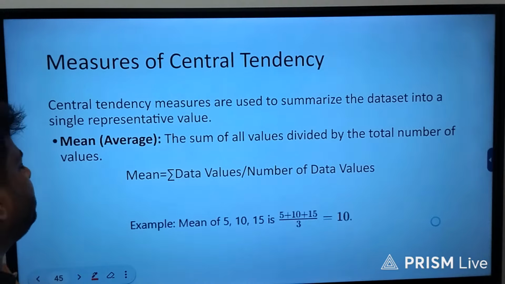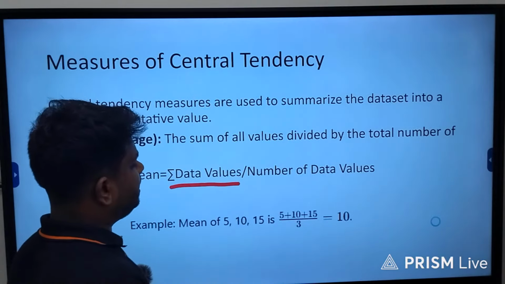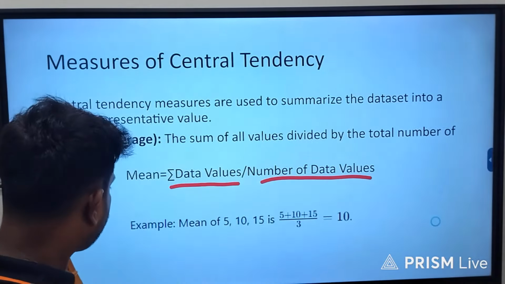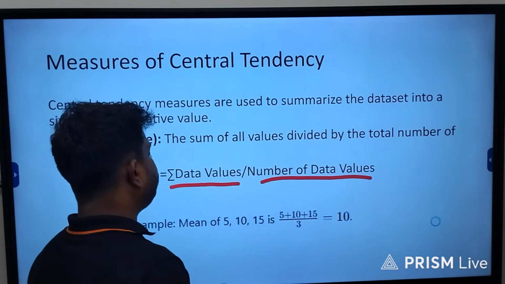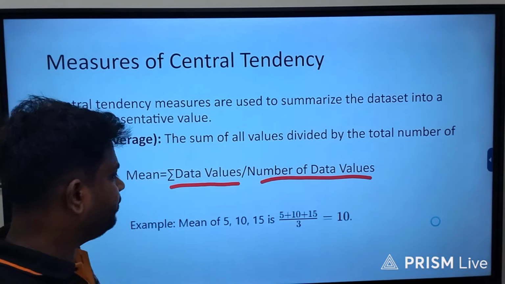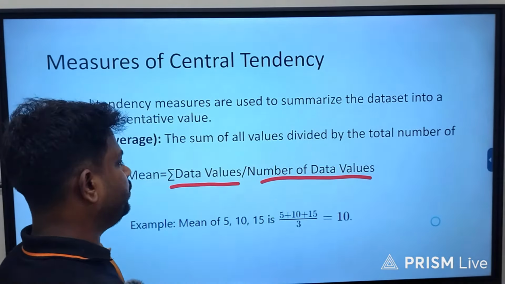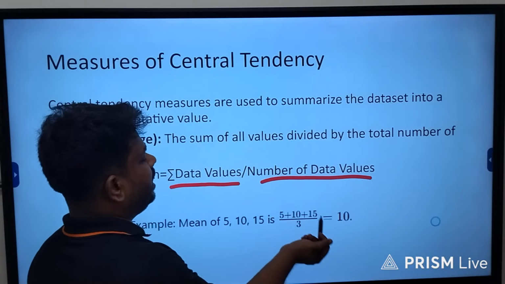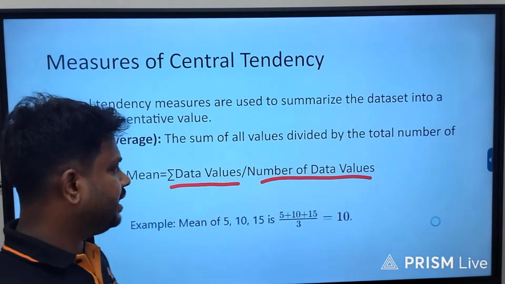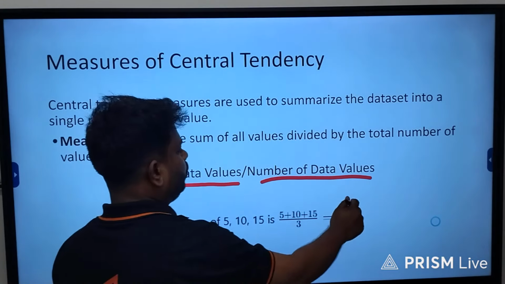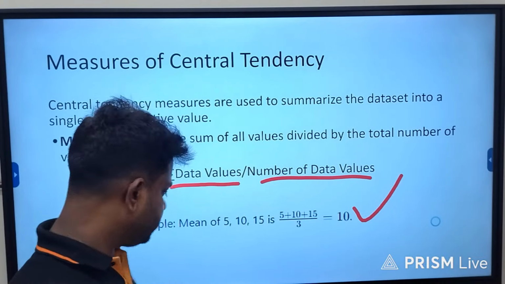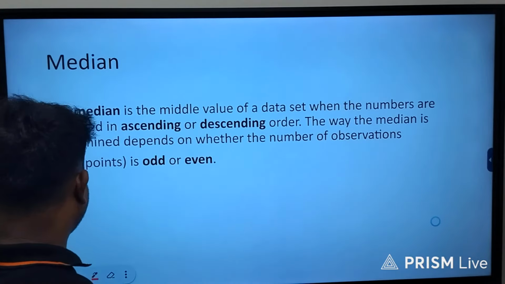So mean means the sum of the data values divided by the number of data values. For example, the mean of 5, 10 and 15: we add 5, 10 and 15, which gives us 30, and by dividing by the number of data points, that is 3, we have 10 as the mean. So it was a very easy one.